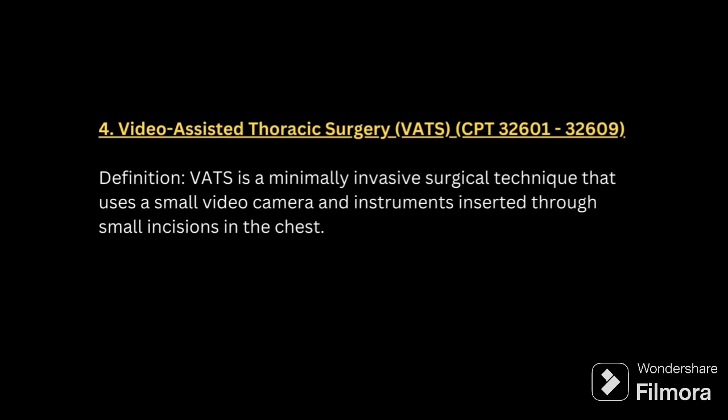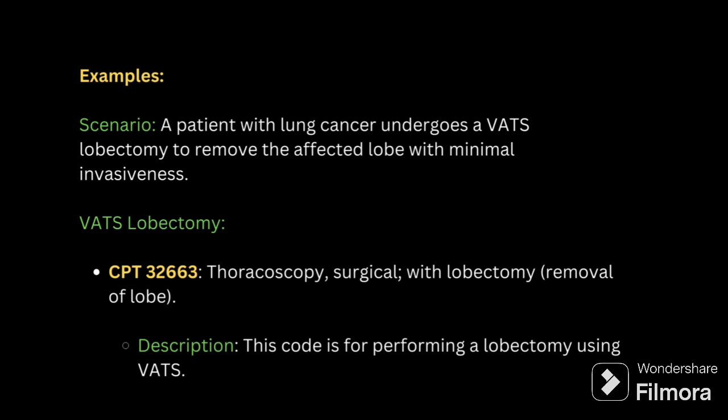Next procedure is video assisted thoracic surgery, that is VATS procedure, code range 32601-32609. VATS is a minimally invasive surgical technique that uses a small video camera and instruments inserted through a small incision into the chest. Example is a patient with lung cancer who undergoes a VATS lobectomy to remove the affected lobe with minimal invasiveness. For VATS lobectomy, we are giving 32663, thoracoscopy surgical with lobectomy.